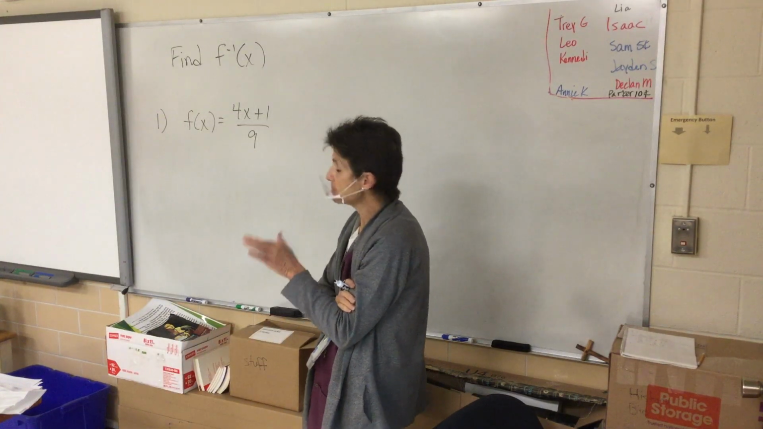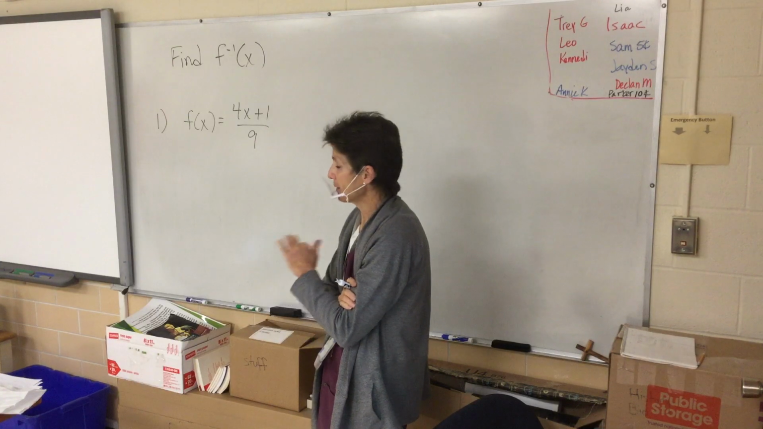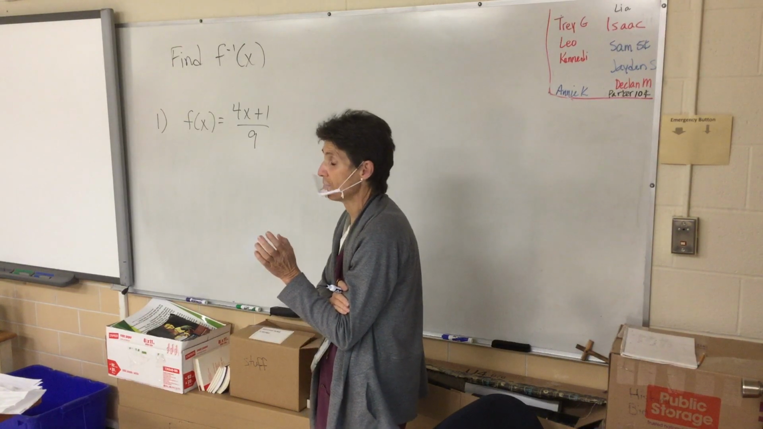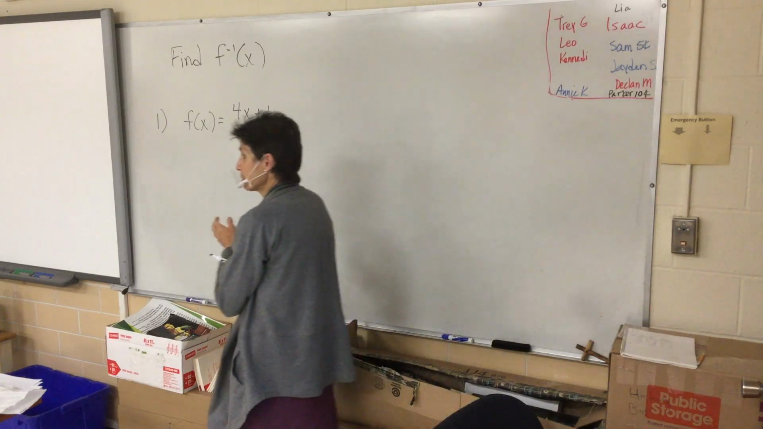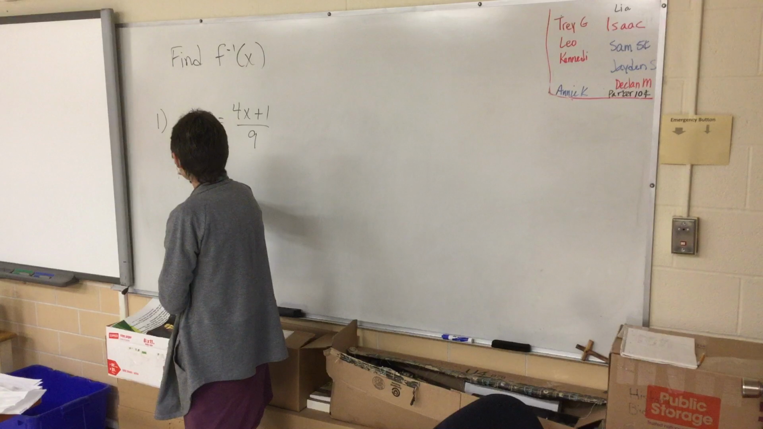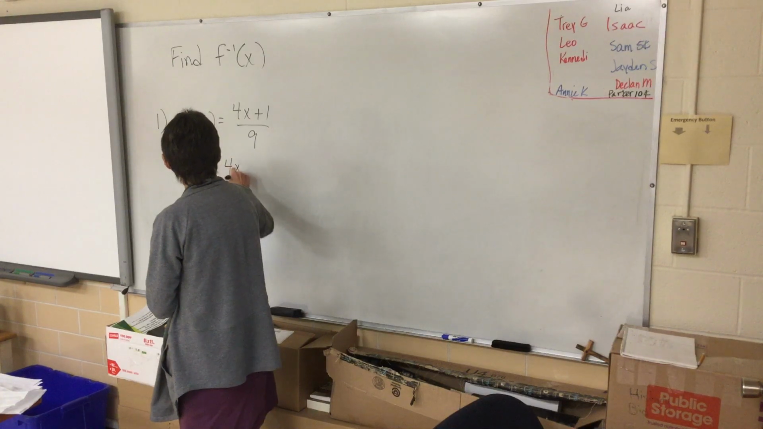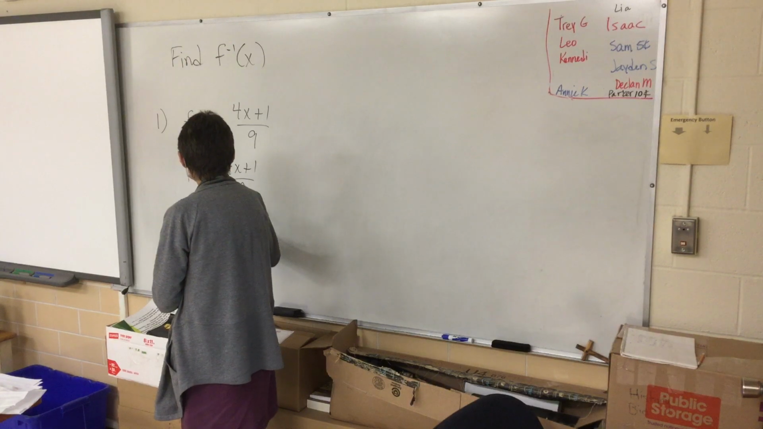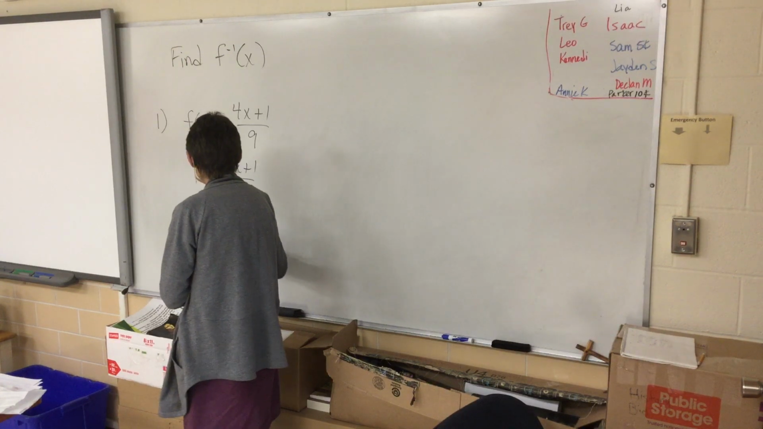Now, the steps are the same. No matter how big or ugly the problem is, the steps are the same to begin with. So what's the first thing we're going to do? We're going to make f(x) into y equals, and then switch the y and the x. So we have x equals (4y + 1)/9.